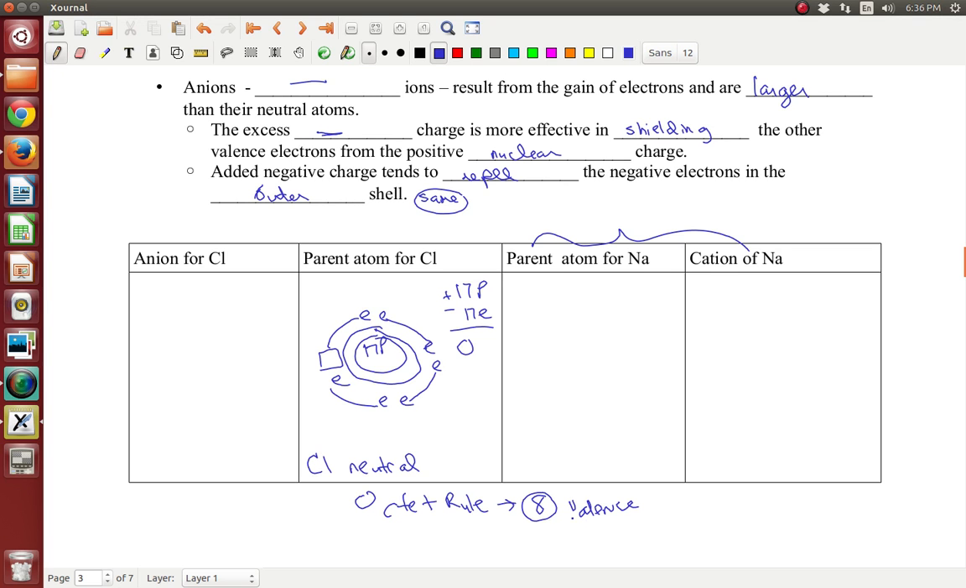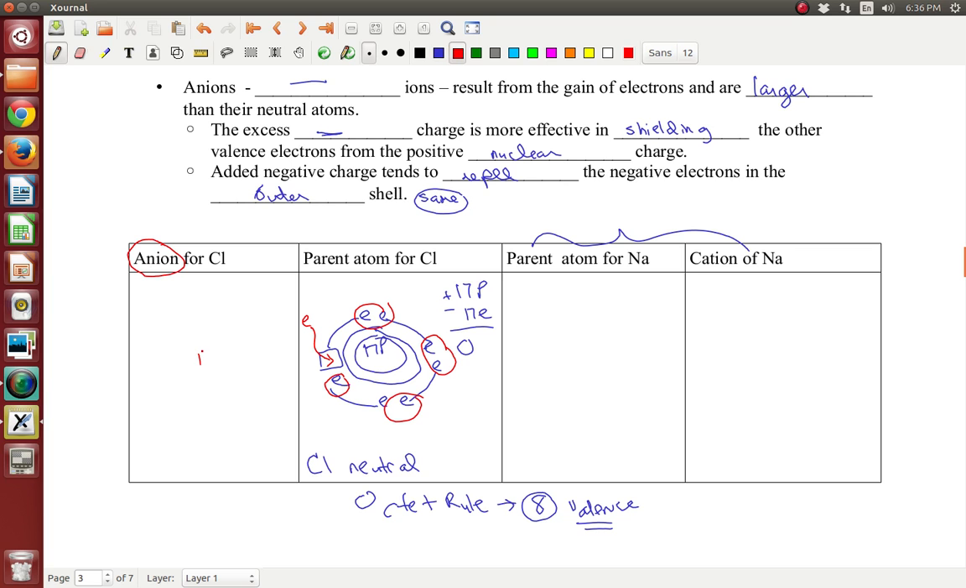And so they do what they can to get 8 valence electrons. They either try to get more to get up to level 8, or give some away. Chlorine has 7 valence electrons right now. See these 7? 2, 4, 6, and 7. If you can find one more electron to fill that spot, it will be super happy. And that's what happens to the anion, because now it's going to be a negative ion.